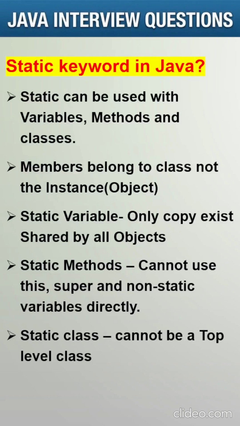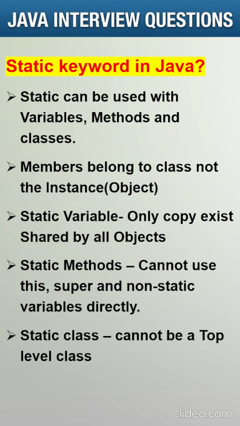Static keyword in Java. Static can be used with variables, methods, or classes. If you use static with them, members belong to the class itself, not the instance. For static variables, only one copy exists for all the objects and it is shared by all the objects. That means if we change or modify it, it will be changed for all the objects.